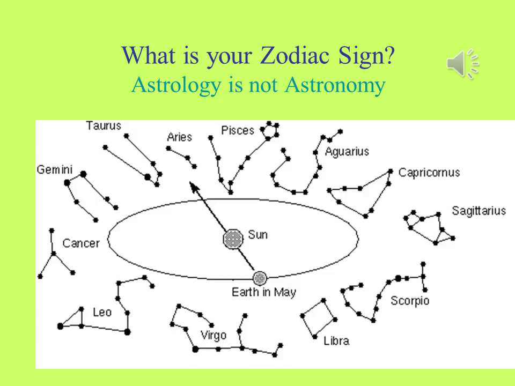But notice that the stars in the background, in reality incredibly far away, are either behind the Sun or opposite the Sun. Obviously you will not see the constellation Taurus in May, but you will see it opposite the Sun in November. That is, you will see it at night in November.